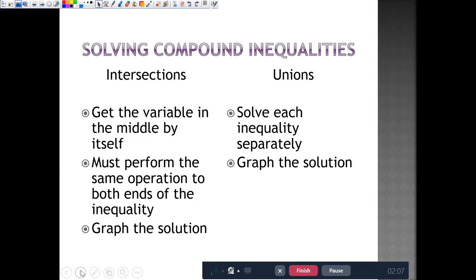So solving compound inequalities: for intersections, we get the variable in the middle by itself. Whatever we do to the middle, we must do to both ends of our inequality, and then we graph the solution. For unions, we solve each inequality separately, just like we've been doing for the last few days of solving inequalities, and then we graph the solution.